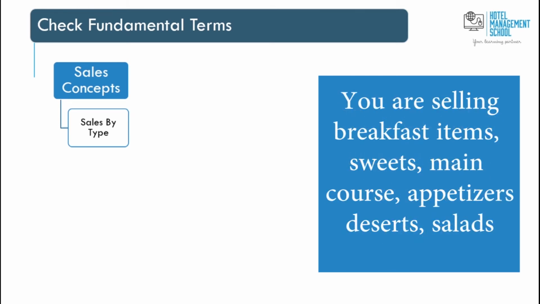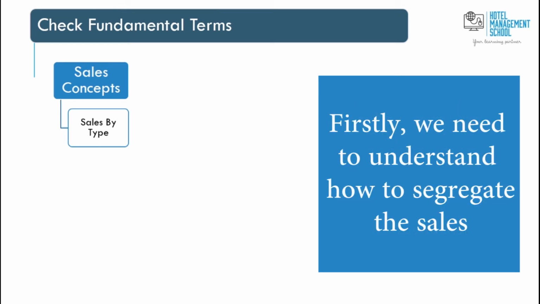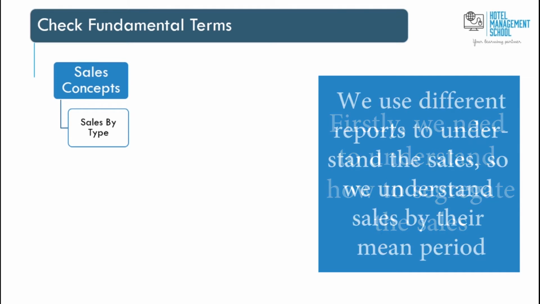You can also segregate by the meal period. You are selling breakfast items, you are selling soups, the main course, appetizers, desserts, or salads. So the type can be different depending on how you want to analyze the sales. So the first thing is you need to understand how to segregate the sales. We use different reports to understand the sales.